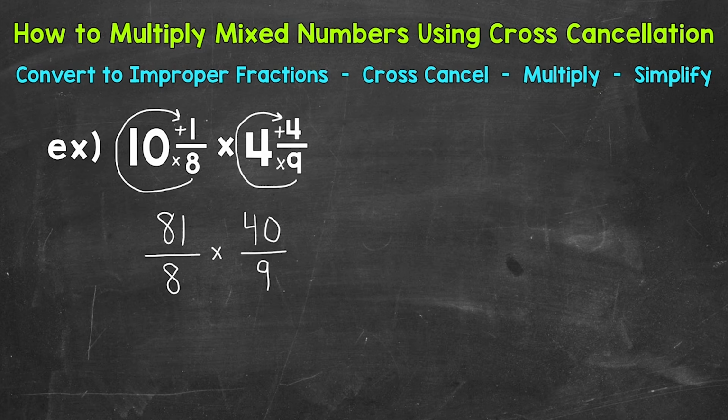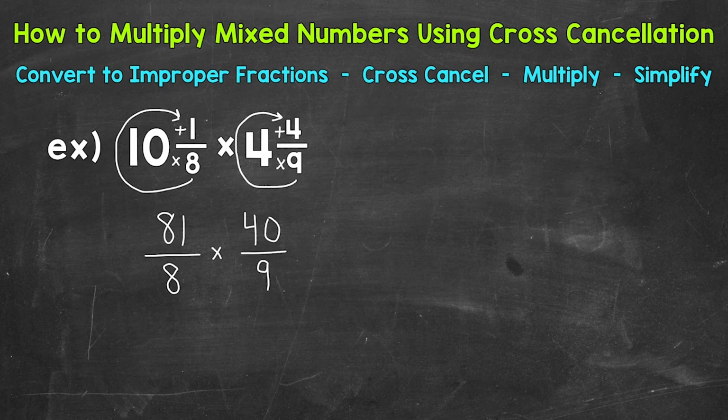But we can use cross cancellation, and this is a way to simplify fractions before multiplying. It gives us smaller and easier numbers to work with, therefore a simpler problem to solve. We cross cancel by looking for common factors between the numerators and denominators, so the top and bottom. Think of it as simplifying fractions, but we can look diagonally as well.